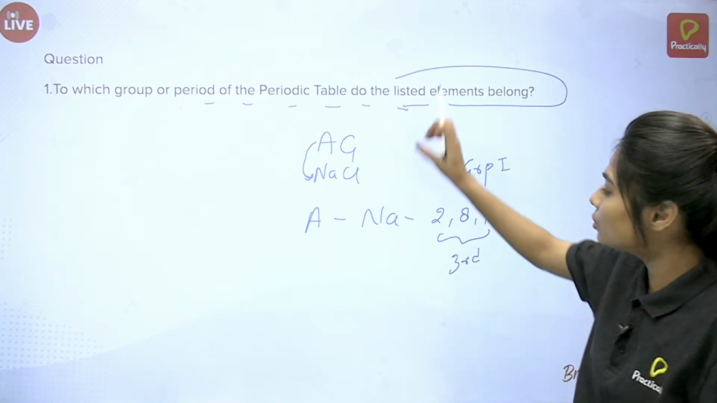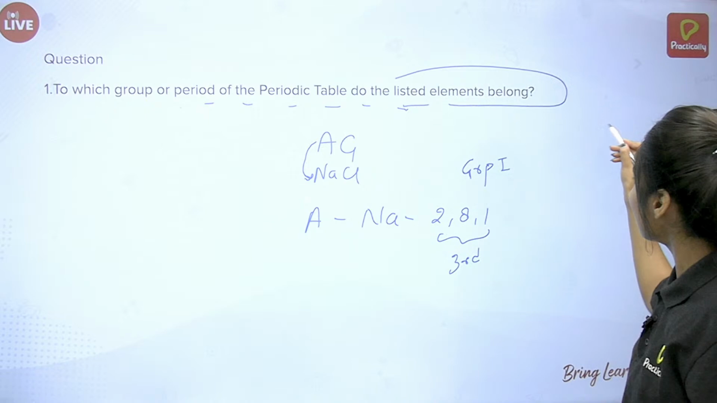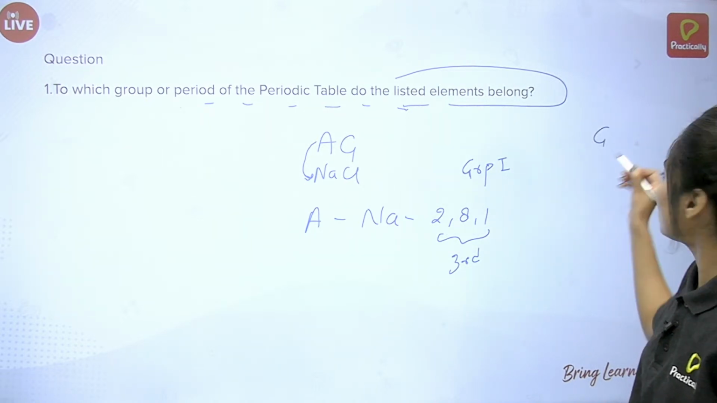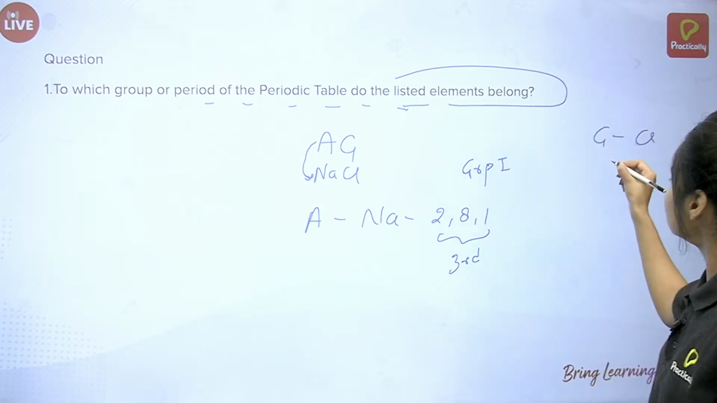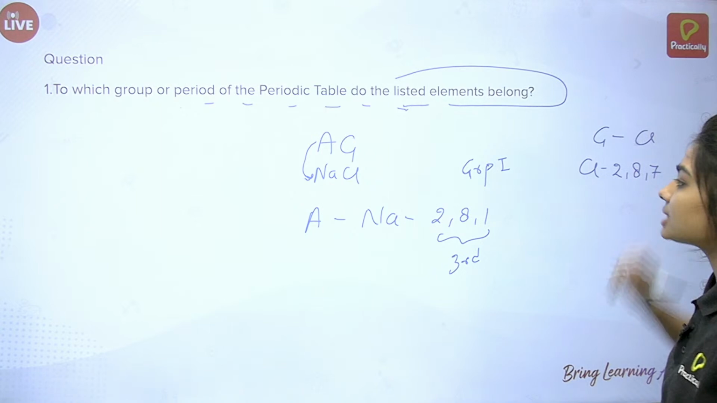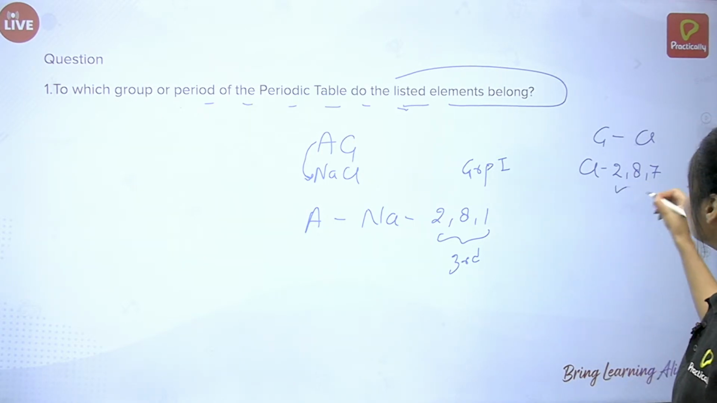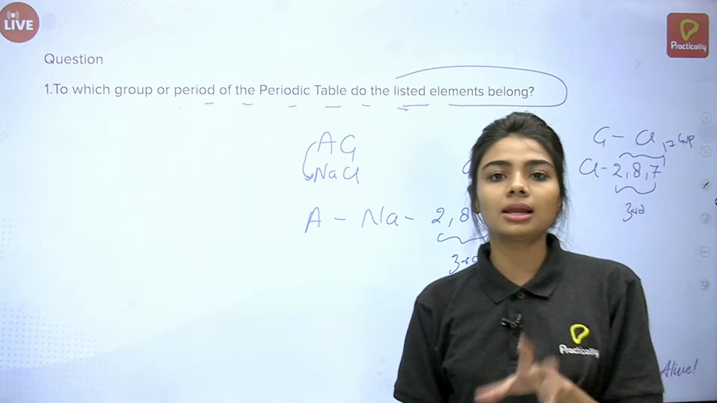So now you need to list all the elements. So here if I talk about G, G will be what? Chlorine. For chlorine, the atomic number is 17. So the electronic arrangement will be 2, 8, 7. Now it belongs to the 3rd period and 17th group. Okay.